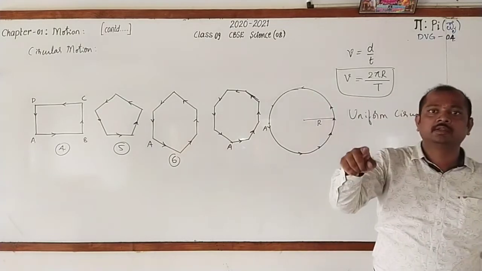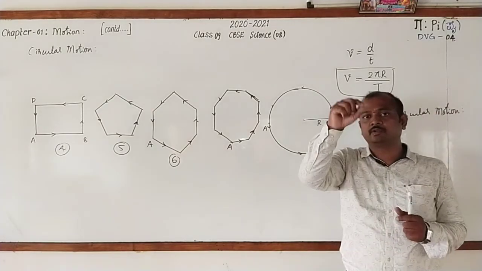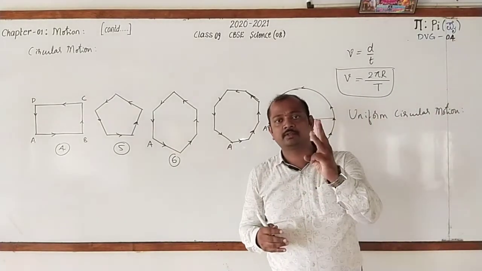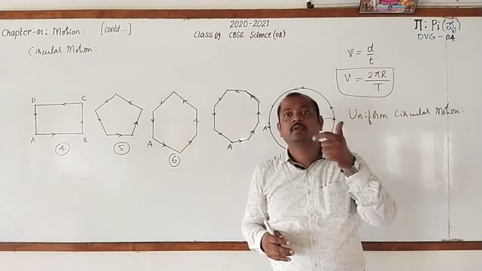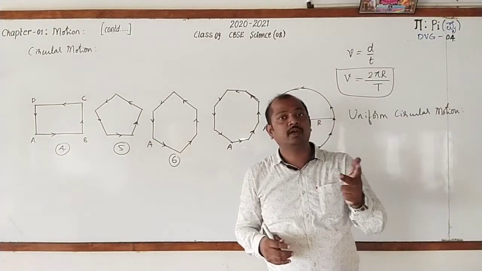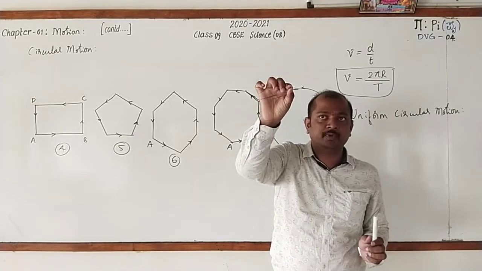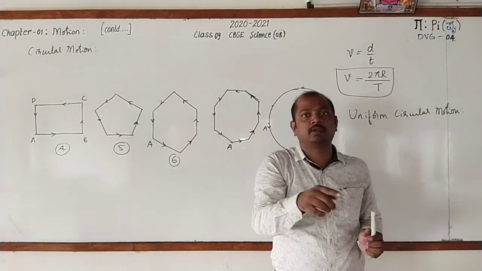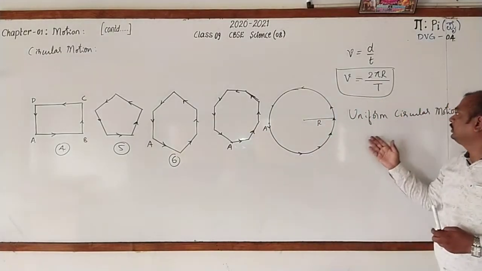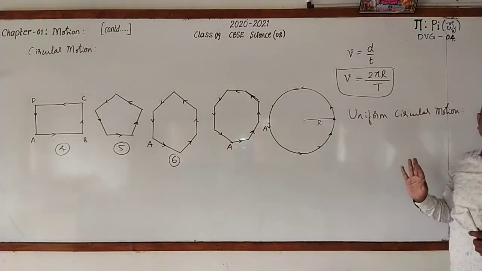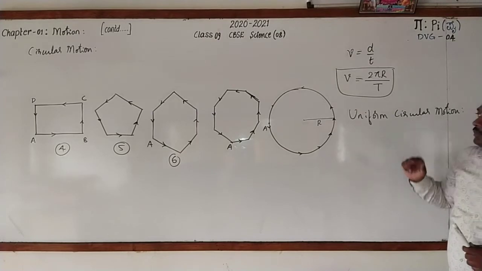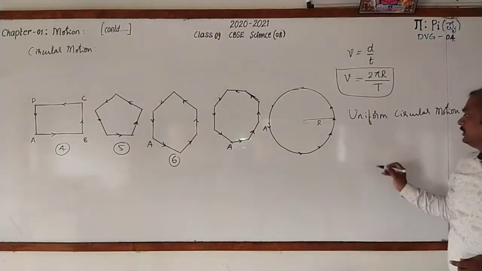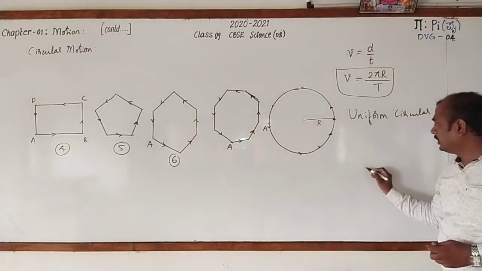And when you take the clock, in that there will be 3 arms: second arm, hour arm and minute arm. You just observe their tips. The motion of the tip of these arms of a clock will also represent uniform circular motion. Clear?